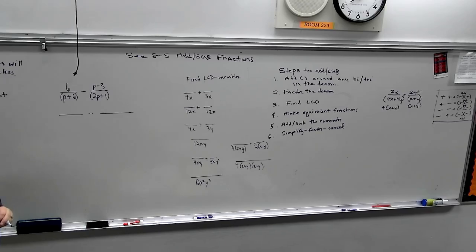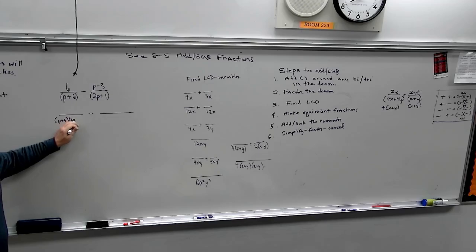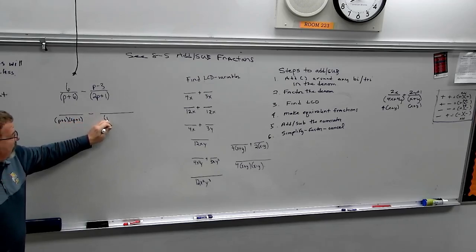You got to have one of everything. You're going to have P plus 6, P plus 6, 2P plus 1. I got to have one of every.